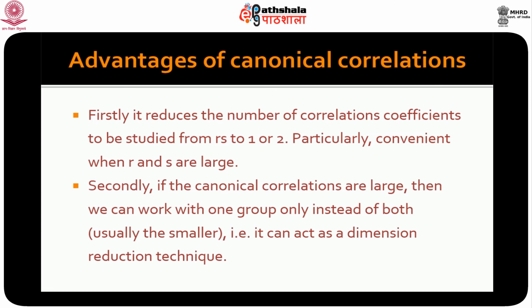In multiple correlation, you are looking at one variable and another set of variables. In the canonical correlation, it is more of a generalized case in the sense that now you are looking at one set of variables with another set of variables. This is the first advantage. We put the correlation between these two sets into one single number, the first canonical correlation, instead of into r times s numbers. The second advantage is that if this correlation turns out to be large, then probably we can say that these two sets of variables are very closely related to each other, and hence we can discard one set and work with the other only.